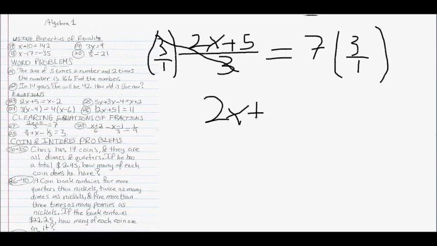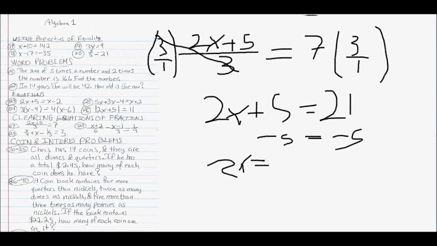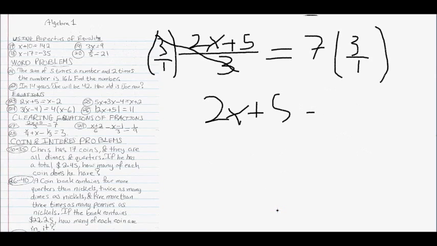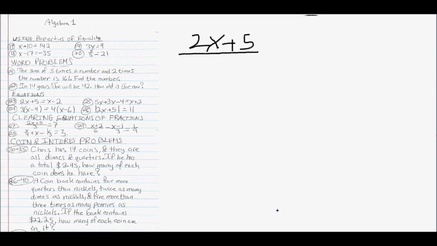When we do that, what happens? This crosses out. Now we're just left with 2x plus 5 equals 7 times 3, which is 21. Subtract 5 from both sides. 2x equals 16. And then after we divide by 2 on both sides, x equals 8. Great, so that wasn't too hard.